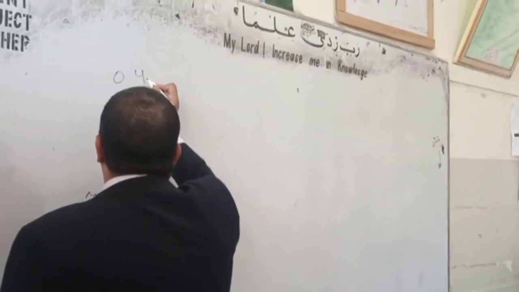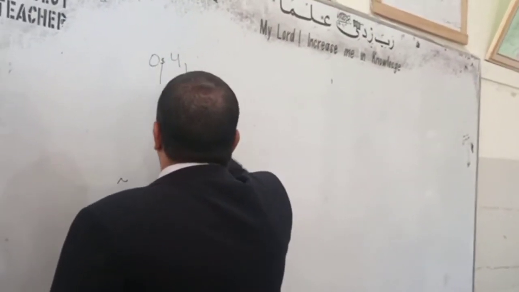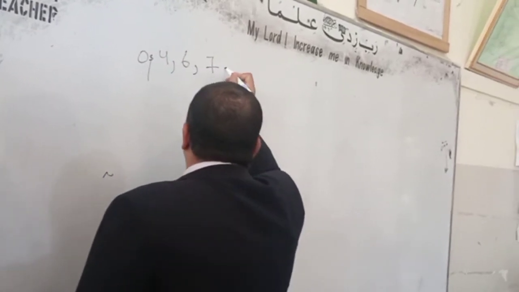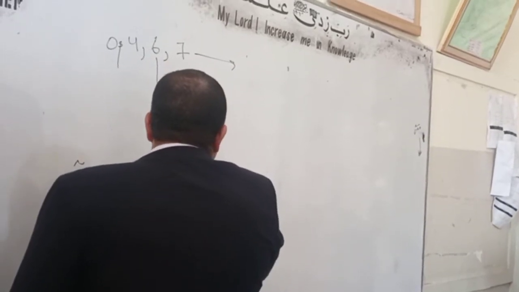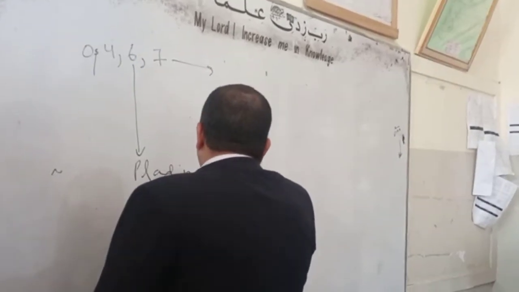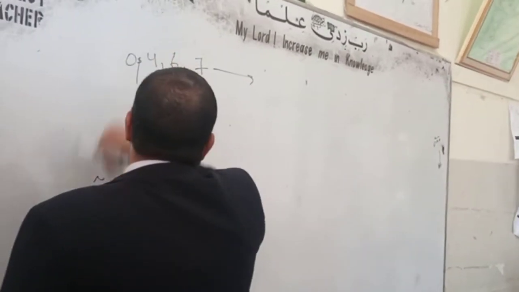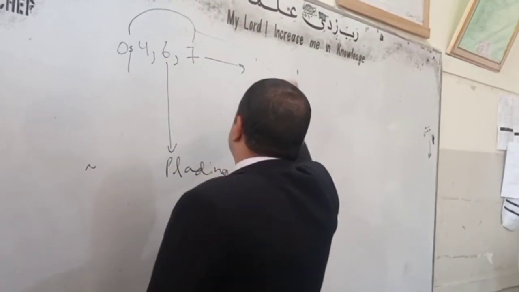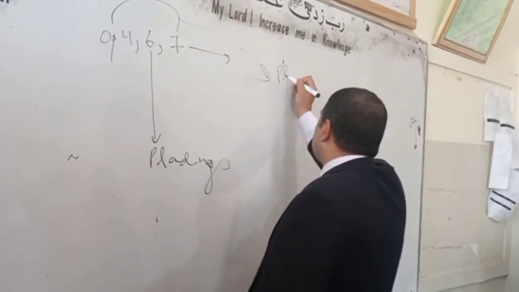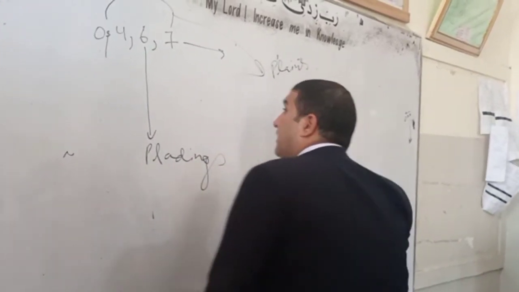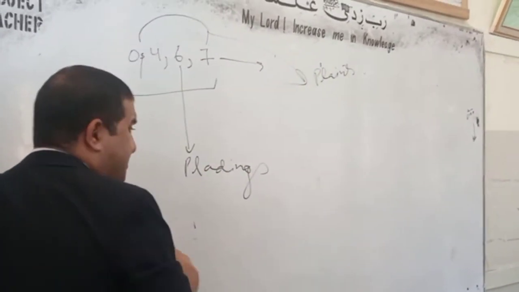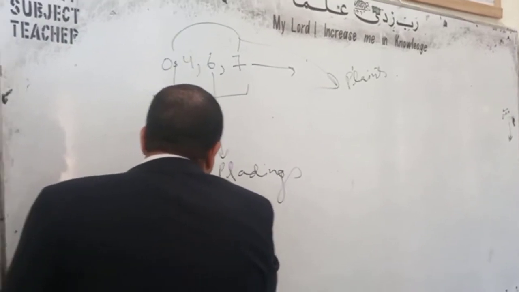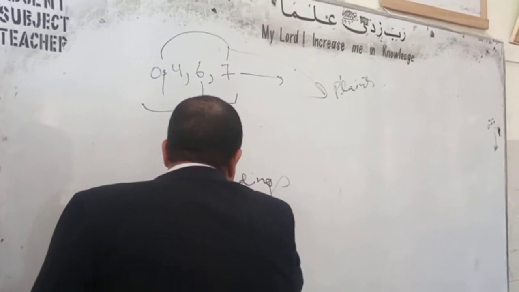Order 4, order 6 and order 7, these deal with... Order 6 deals with pleadings. In pleadings, both plaint and written statements are included, whereas order 4 and order 7 specifically deal with plaints. And besides these three orders, order 4, 6 and 7, section 26 CPC also deals with plaint.